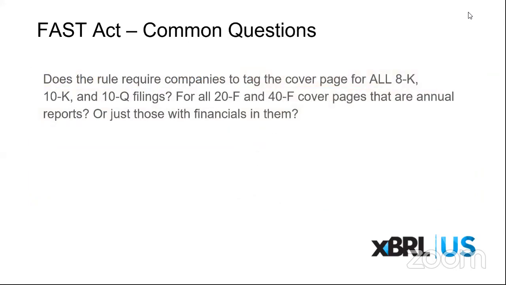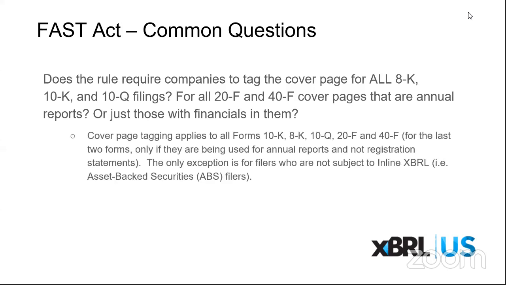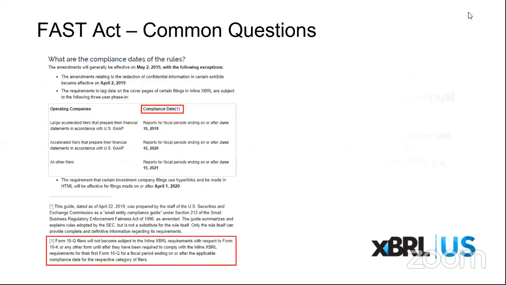A few common questions that have been out there. So one, does the rule require companies to tag the cover page for all 8K, 10K, and 10Q filings? And what about 20F and 40F cover pages? Or is it just those with financials in them? So the rule does apply to all forms for 20Fs and 40Fs. However, it's only when they're being used for annual reports and not registration statements. And the only exception is for filers who aren't subject to inline XBRL.